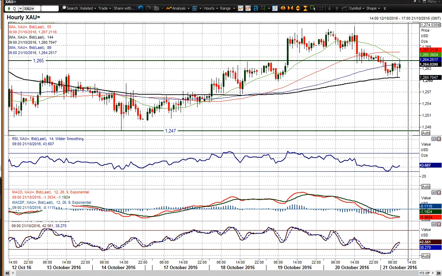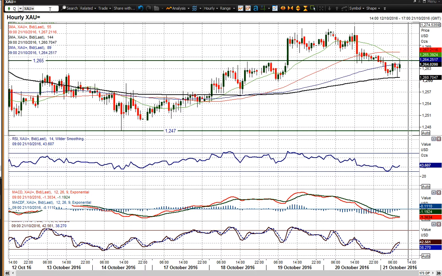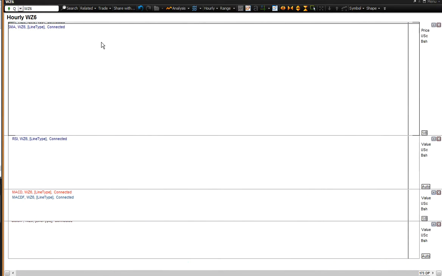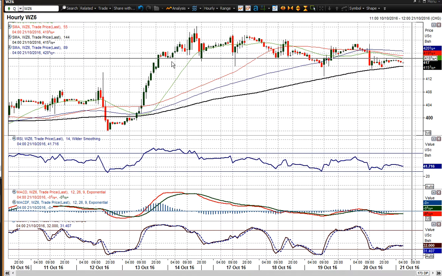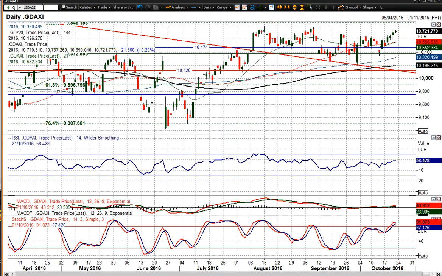And finally, wheat, WZ6, or W hashtag underscore Z16 on your MT4. It's been a bit choppy of late, up and down, up and down. You are seeing a sequence of lower highs though. You could see a move back towards 412, but 416 seems to be holding to a certain extent, although sequence of lower highs, momentum indicators more corrective. I'd say you'd be looking out for this being more of a corrective move.